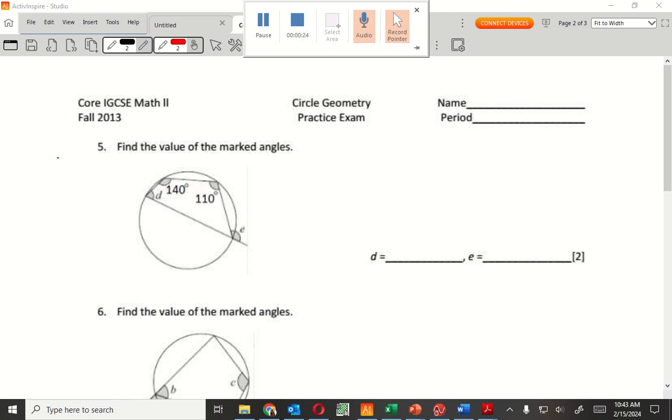Now for 5, if I were to open up my notes, and I have one of these, an inscribed polygon, it says something specific about opposite angles. So if you're scrolling through your notes, find the picture in your notes with this here.